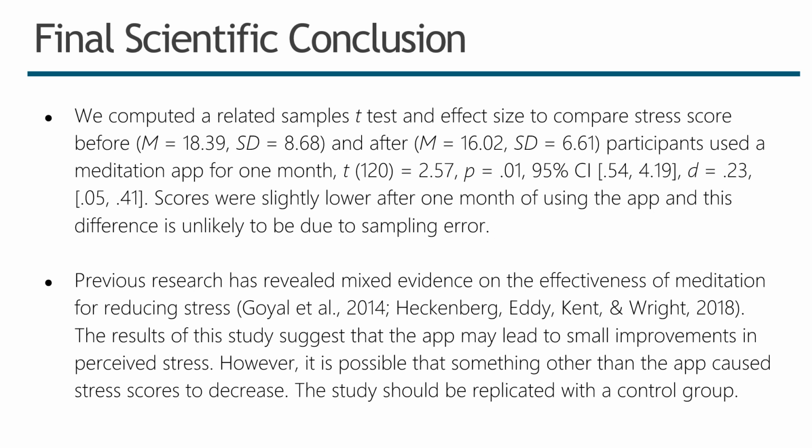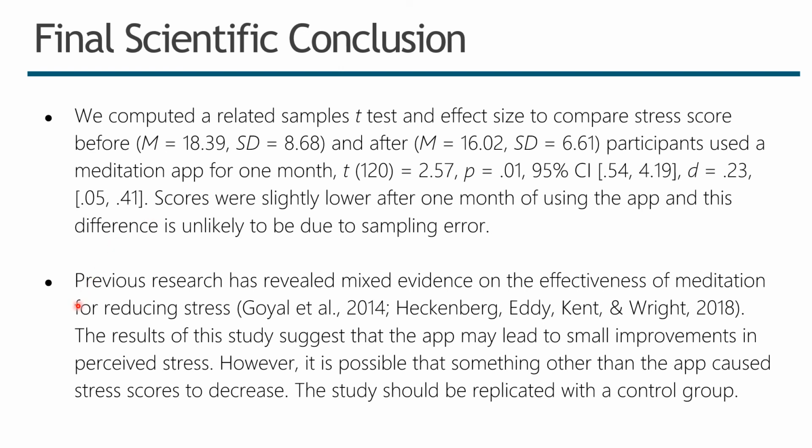So we have our final scientific conclusion here. The first part is our results, where we have that original sentence where we just give all of the numbers and explain which statistics we used. And then I added another sentence giving a verbal summary of that. There's really no interpretation here, just a verbal summary. I'm just saying that scores were slightly lower after 1 month of using the app, and that difference is unlikely to be due to sampling error.